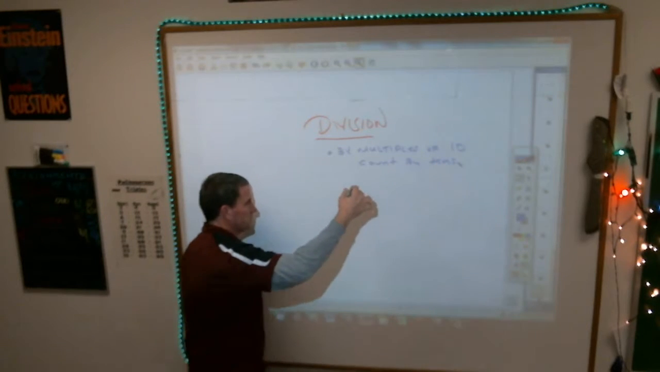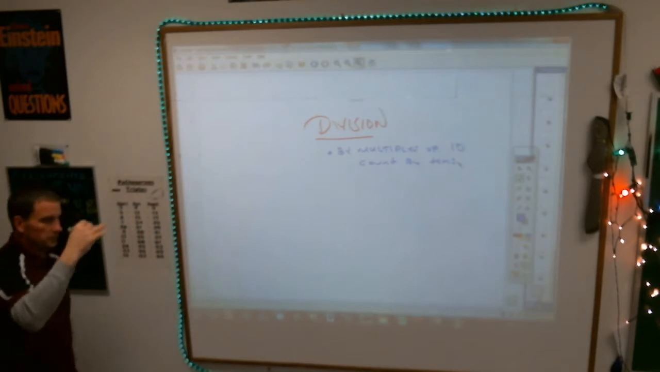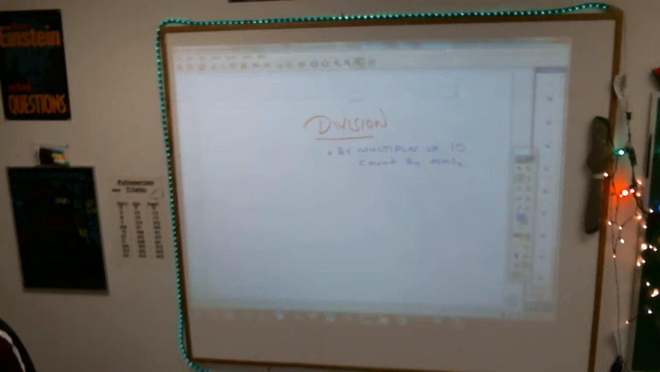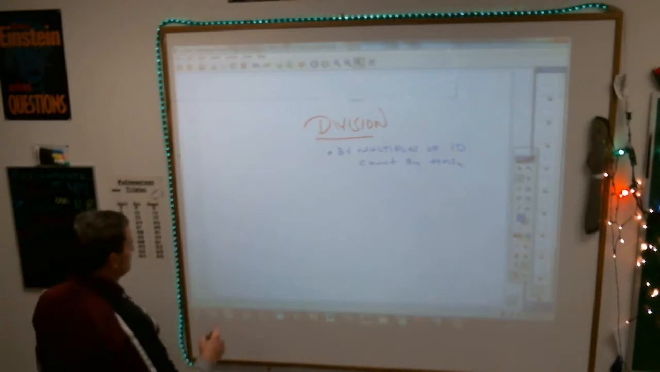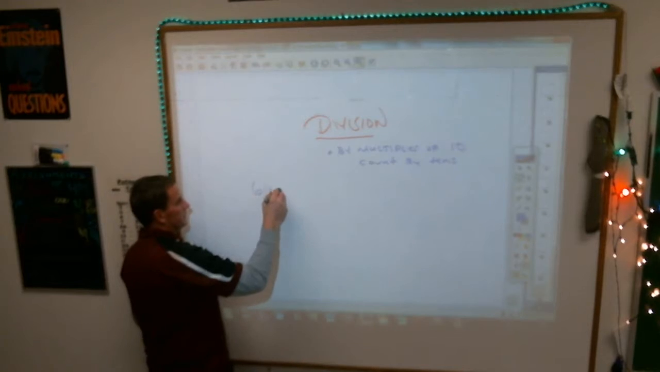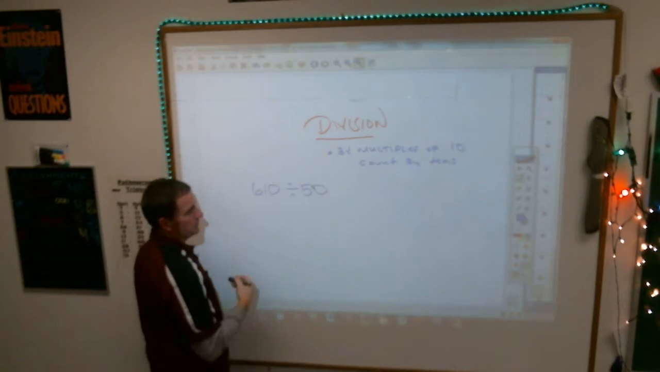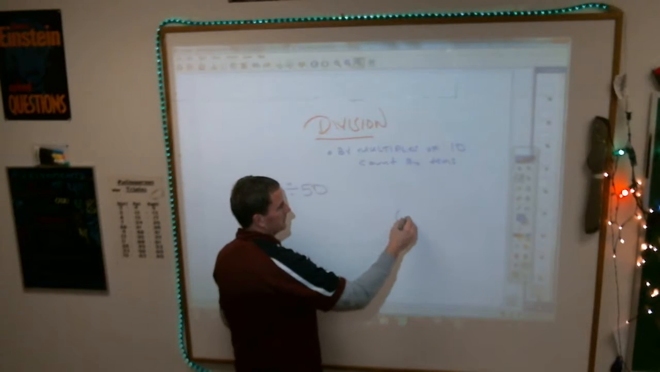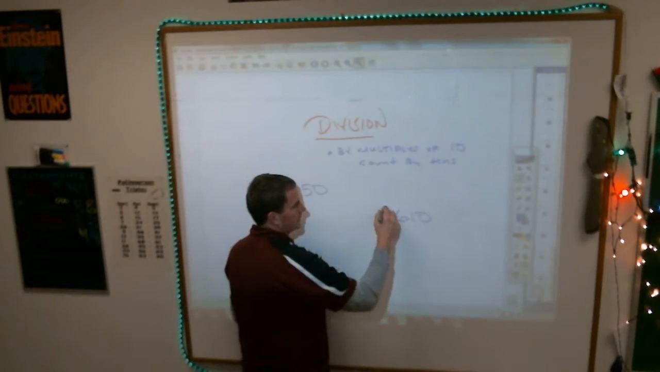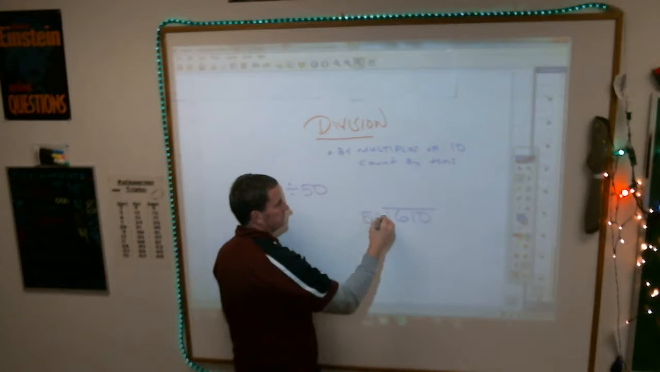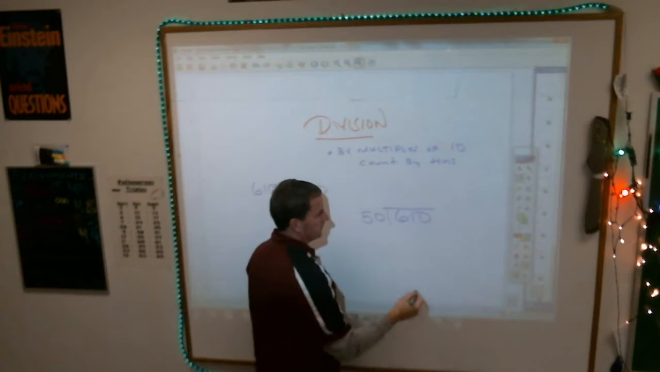And the nice thing is, if you can multiply by single digits, you can multiply by multiples of 10, because that's all they are. Here is an example problem. What if we have 610 divided by 50? I need to write that out as a division problem, right? 610 divided by 50.